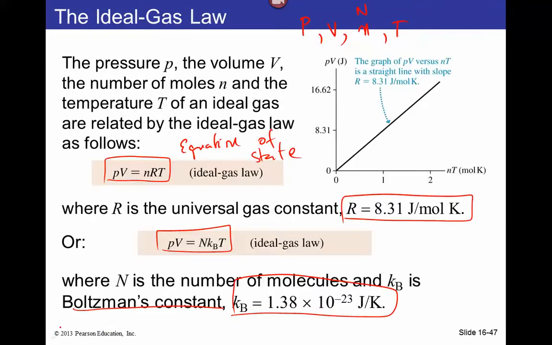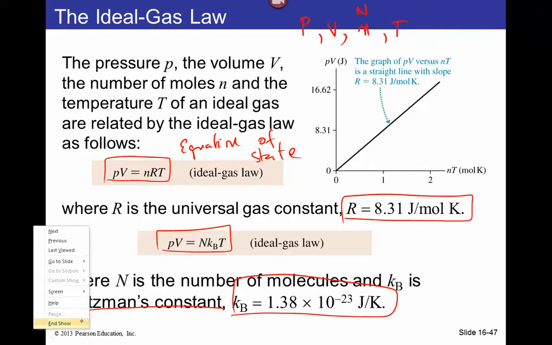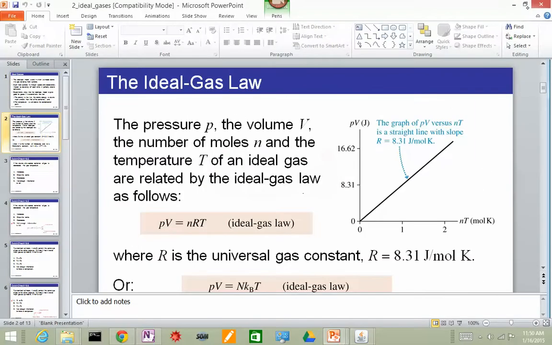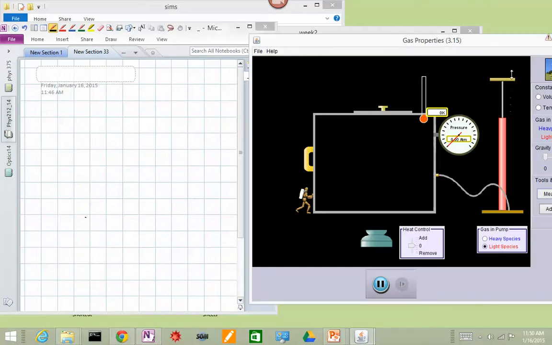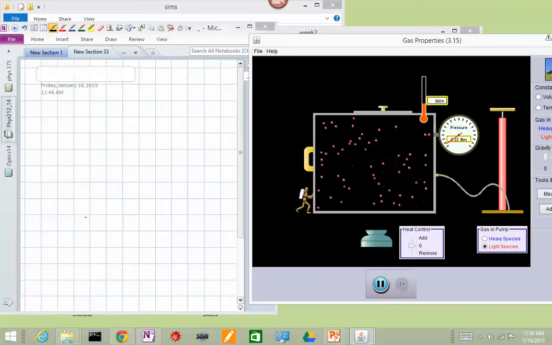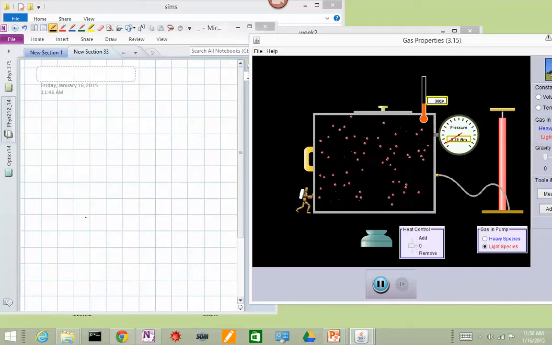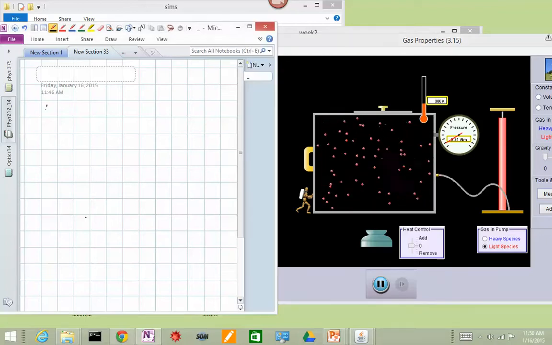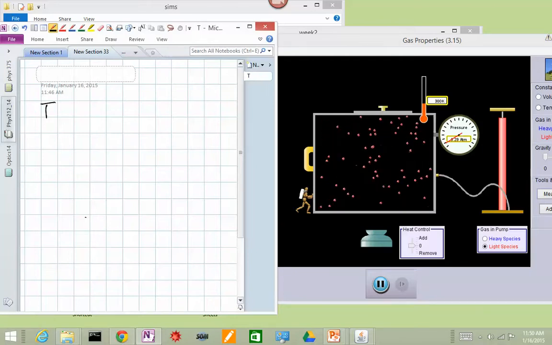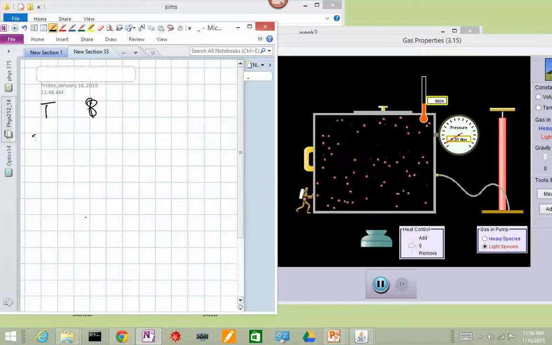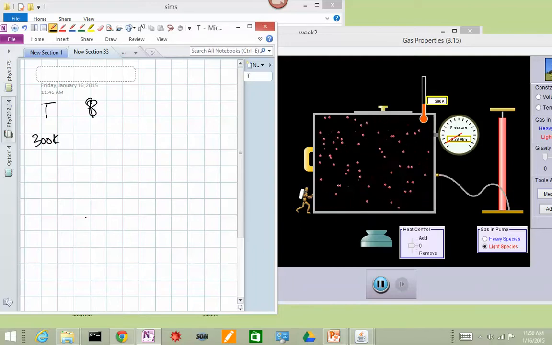Before we go into these questions, let's look at a little simulation to see how an ideal gas behaves. Here we have a container, and let's add some particles. There we have the particles, and now the temperature is 300 kelvins. That's the temperature for this ideal gas. Then there is a pressure.